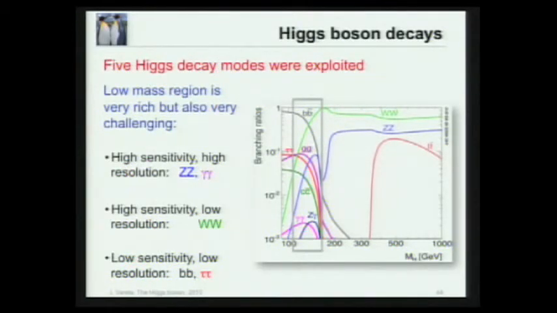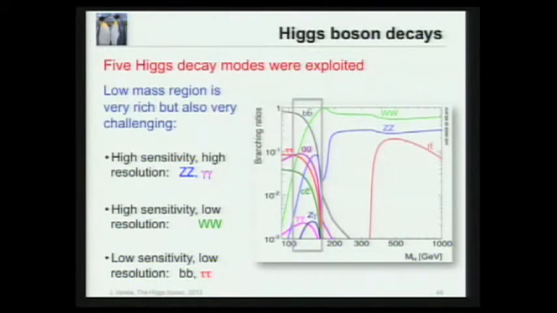Now, we knew that if it exists, it is in this region, between 115 and 127. And in this region the plot is very complicated. That means that in this region the Higgs has many possibilities of decay. It can decay in two b quarks, in gluons, in tau, this tau lepton. It can decay in two photons. It can also decay in WW for sure and in ZZ. It has all these possibilities.